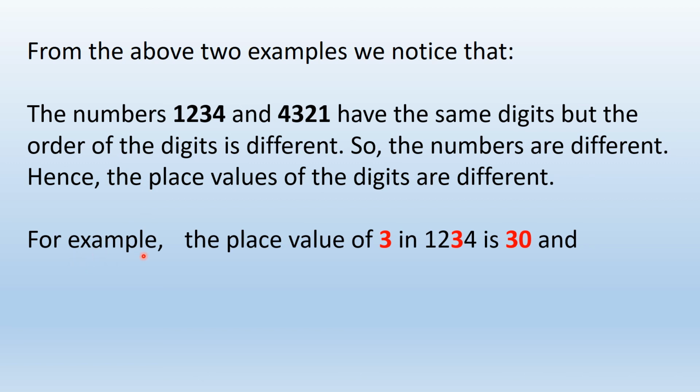So let us see how the place values will be different for a given digit in two different numbers. For example, the place value of 3 in 1234 is 30, which was in the first example, example number 1. So place value of 3 in example 1 was 30 and the place value of 3 in the second example, that is in the number 4321 is 300.